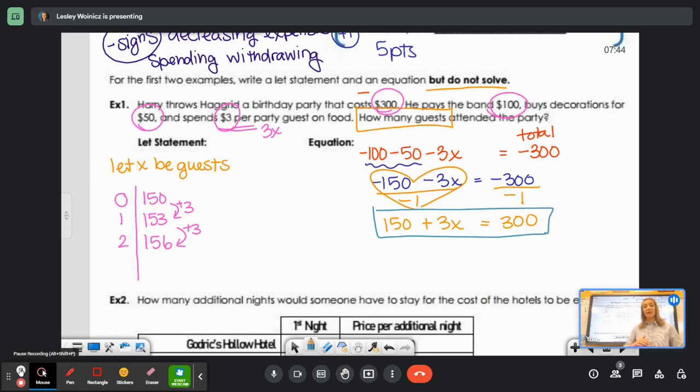Okay, but if you've got some things that are profits and some things that are earnings and some things that are expenses, you have to be very, very careful of those keywords. Okay, well, that's all we had to do. We had to write a let statement and write an equation, so we're done with number 1. We don't have to solve that one.